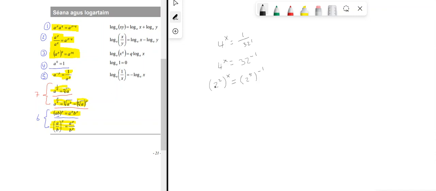Now this is a power raised to a power, and this is a power raised to a power. So we can start to use this rule up here, rule 3. Rule 3 basically says that we multiply these powers by each other. So it's going to be 2 to the power of 2x, like so. And it's just these two multiplied by each other: 2 to the power of 5 to the power of minus 1. So it's just 5 multiplied by minus 1, so it's going to be 2 to the power of minus 5.